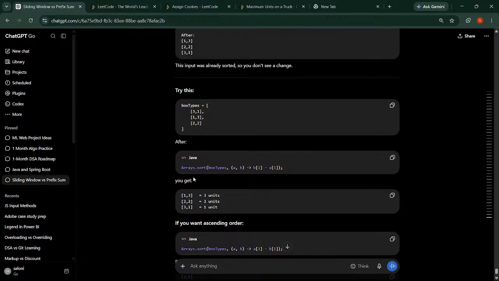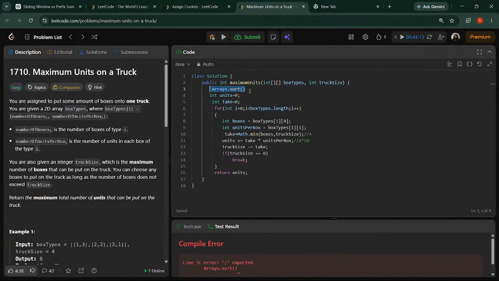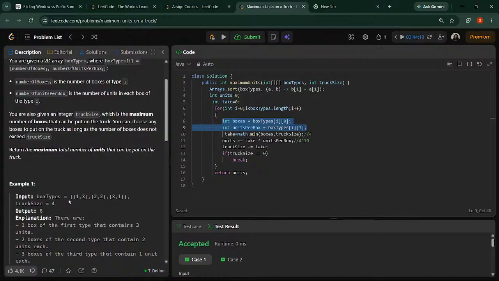Okay, we sorted our array according to our first column using this approach because we need the minimum number of boxes first. Here is the question. We are taking it row by row. First we took number of boxes 1 and then 3.